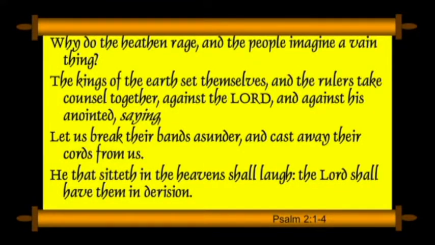Why do the heathen rage and the people imagine a vain thing? The kings of the earth set themselves and the rulers take counsel together against the Lord and against his anointed, saying, and it goes on. We understand here that the kings of the earth and the rulers are organizing themselves knowingly, openly, actually, taking up war against God. You know, we can understand people ignoring God. We can see people not believing in God.